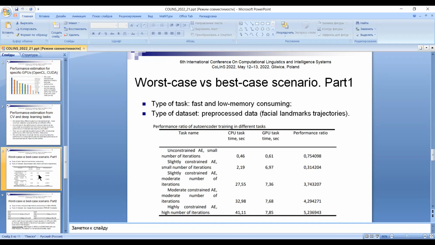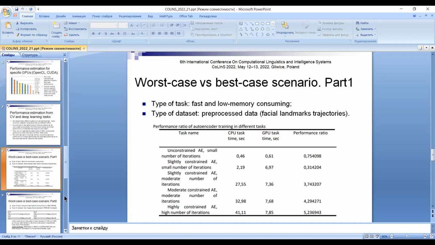We saw that in very easy tasks, where we used a really unconstrained deep autoencoder, they behaved nearly the same. But after we increased the difficulty of the task and the number of iterations, the performance ratio changed towards the GPU. But in a very easy task, they behaved nearly the same.